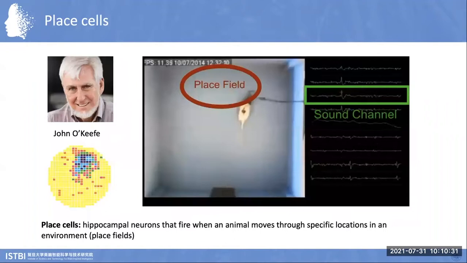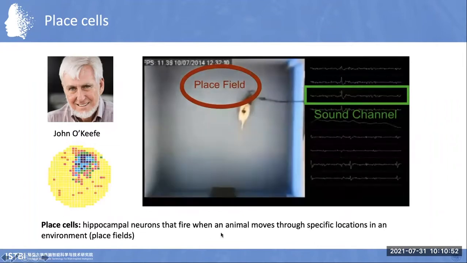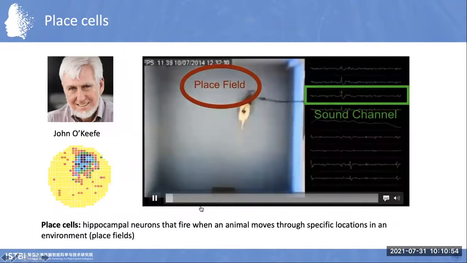But it wasn't until about 20 years later that a putative physiological signature of this theoretical cognitive map was found. In their work, O'Keefe and colleagues have identified particular hippocampal cells that selectively responded when the animal moved through specific locations in the environment. So just to demonstrate this a bit better, I will play this video, which I hope you will hear the sound.